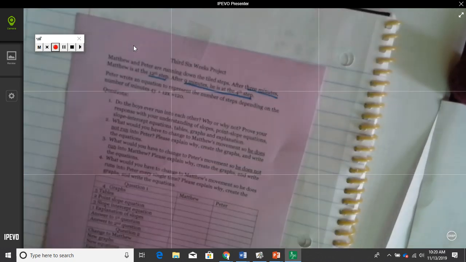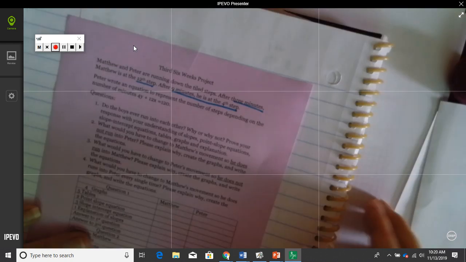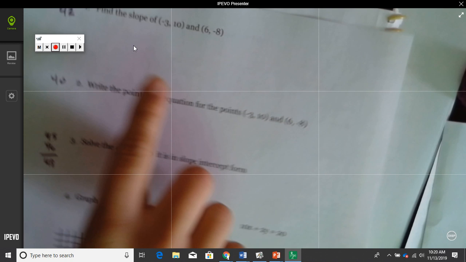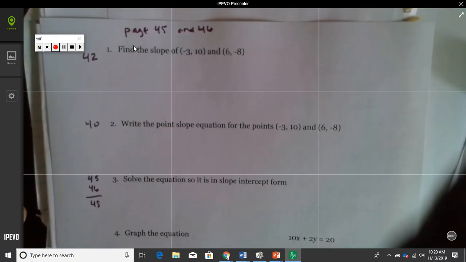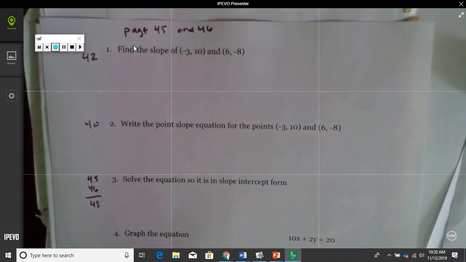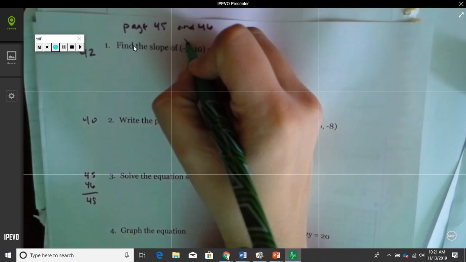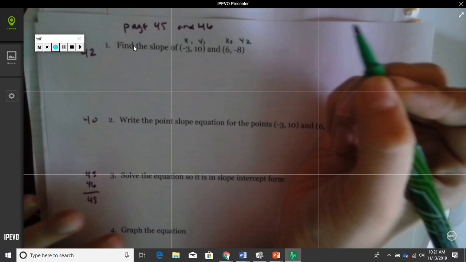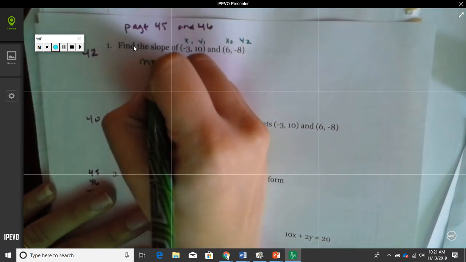Alright, we're talking about the project. Now, what we did as a warm-up today, we reviewed for the project. So the first thing I had you do was get slope. Please do the same thing. Make sure you have the same thing on your paper. It should be labeled x1, y1, x2, y2. I asked you to get the slope, and so you're going to use the slope formula.